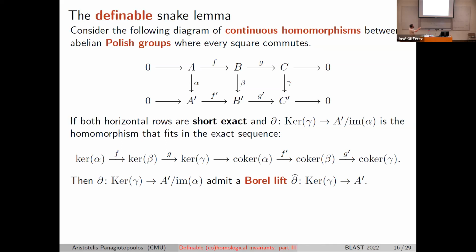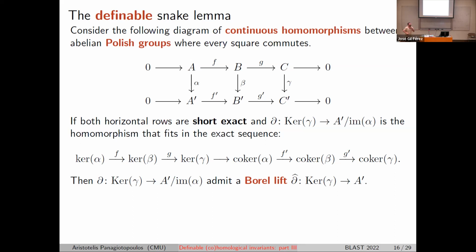In particular, I have this quotient here, and the map that I was given from this snake lemma has a Borel lift. On the right hand side, I have the same group. I have the kernel, which is a Polish group, and here A prime is a Polish group as well. I have this map, which is not a homomorphism, but it is a Borel recipe implementing the snake lemma, right?